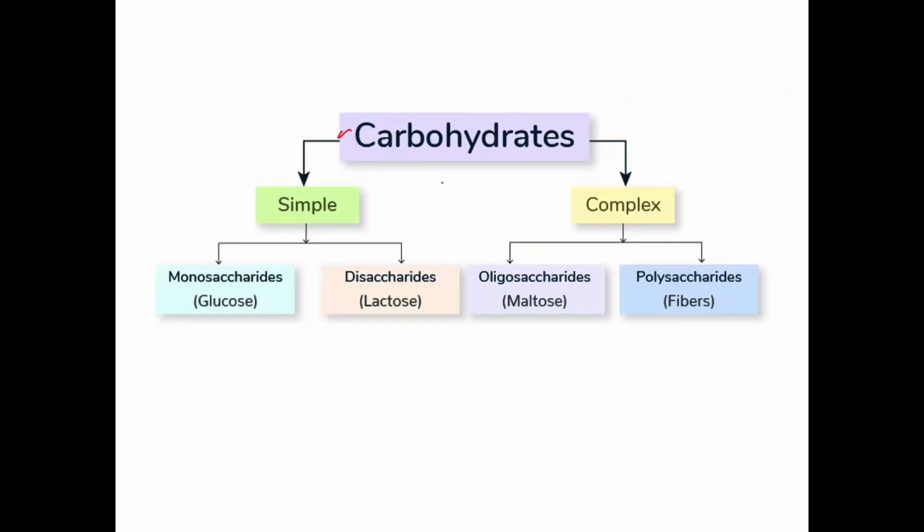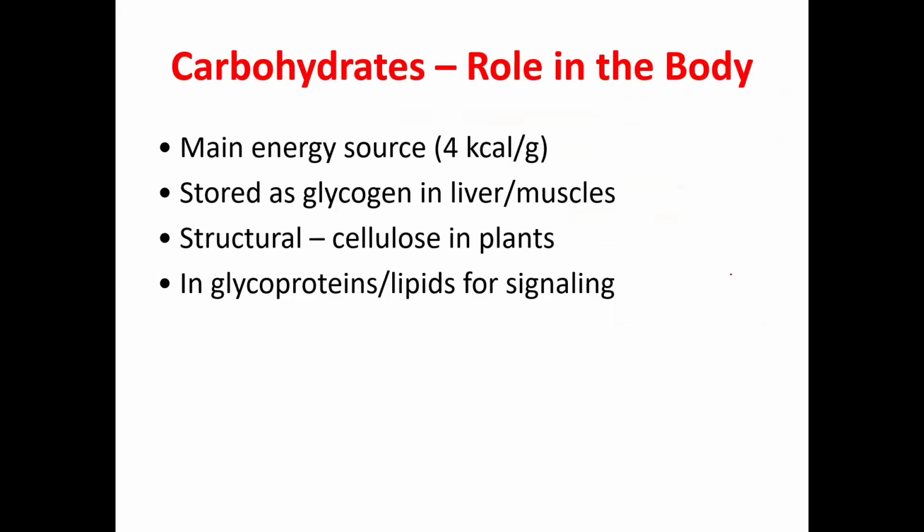So carbohydrate is divided into simple and complex. Simple is divided into mono and disaccharides. An example of a monosaccharide is glucose, and of a disaccharide, lactose. Complex carbs are like big chains: oligosaccharides, maltose, and polysaccharides like fibers.